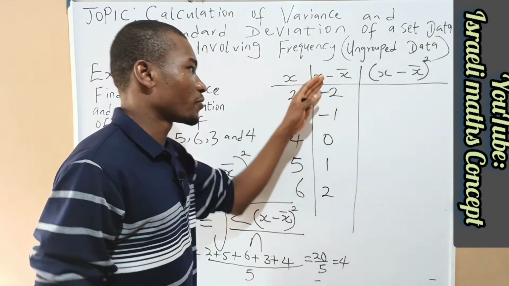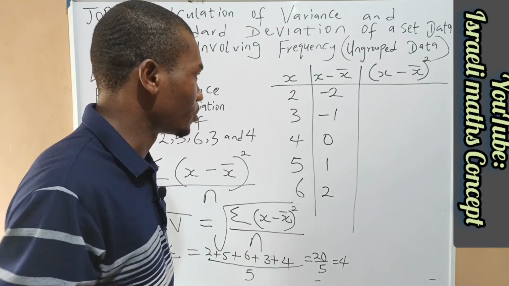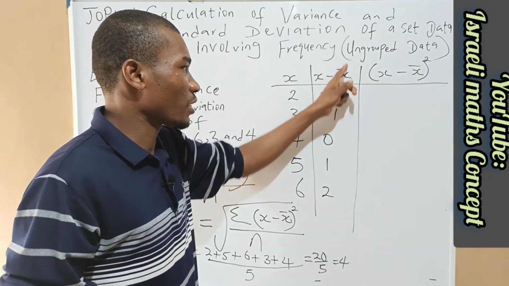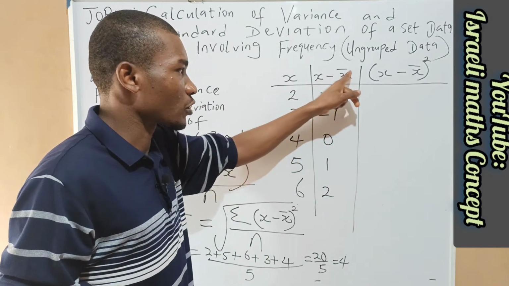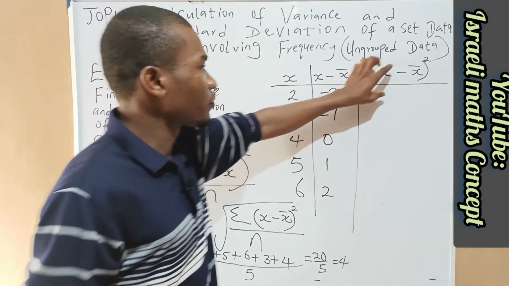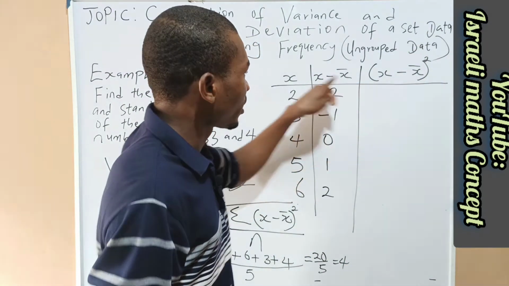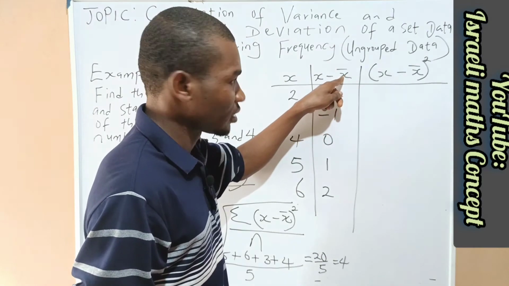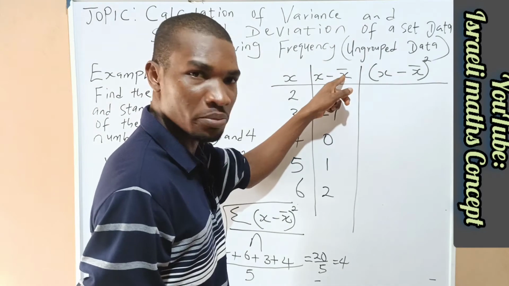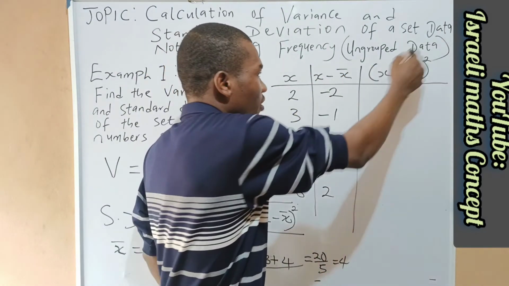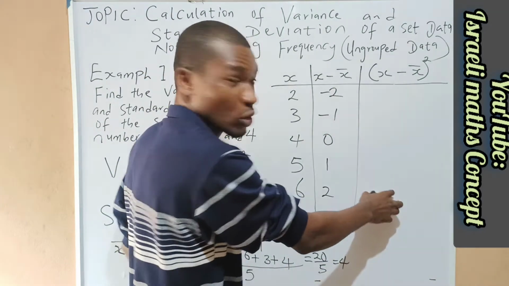All right, we are through with finding the values for this second column. Remember, x minus bar x is just trying to tell you the deviation of this score from this given mean. All right, for the third column, we have the square of x minus bar x. That is the square of our deviation of our score from the mean. Hence, we shall be squaring all the values in this second column. That is the meaning of this third column.